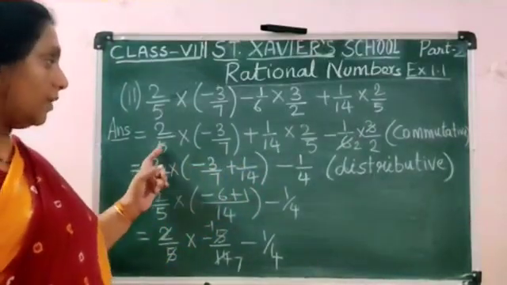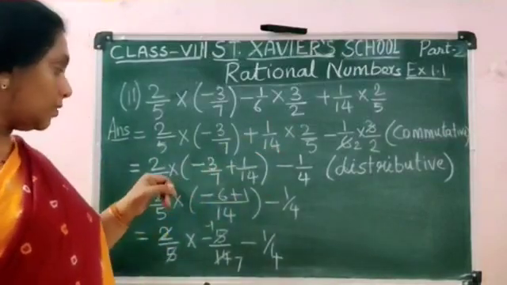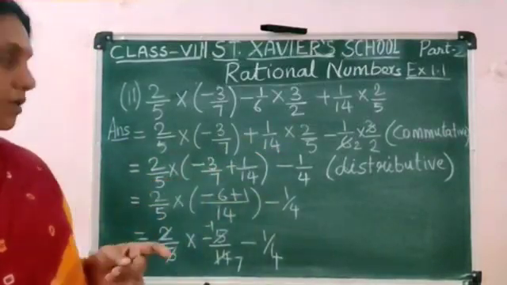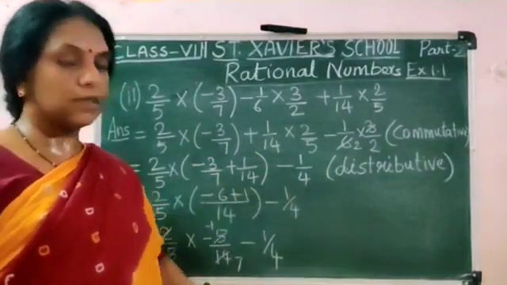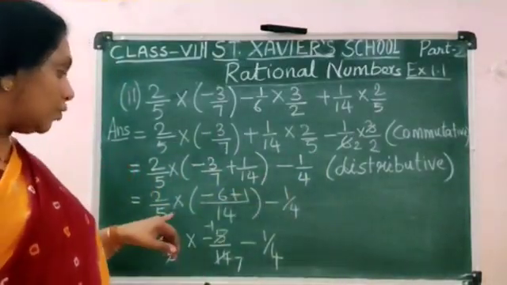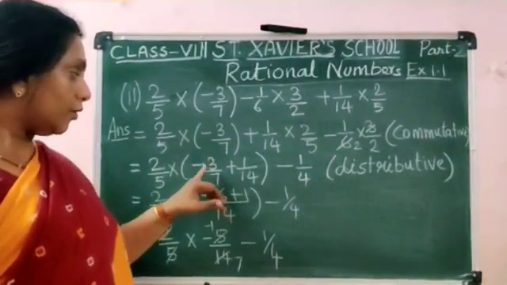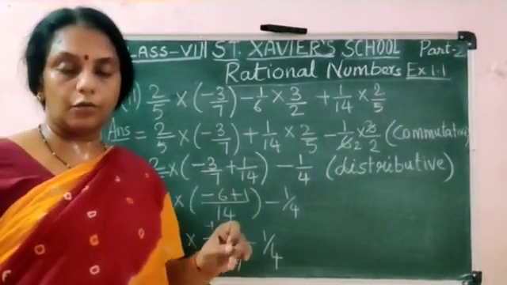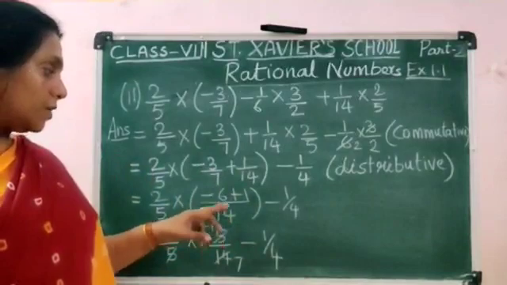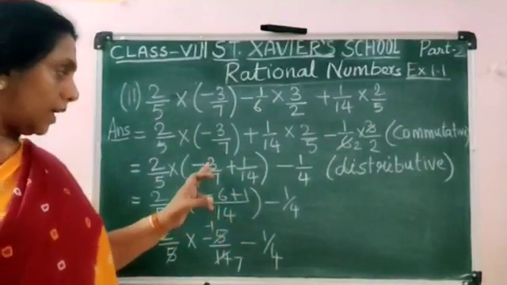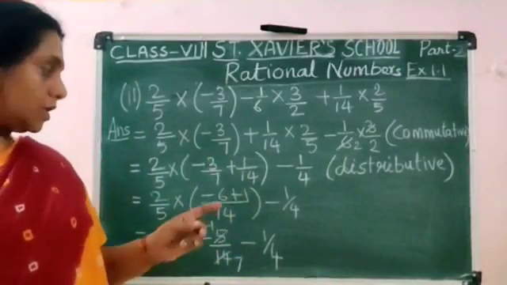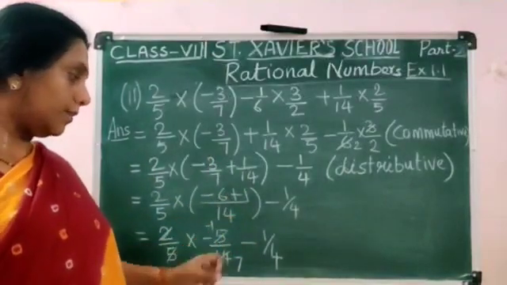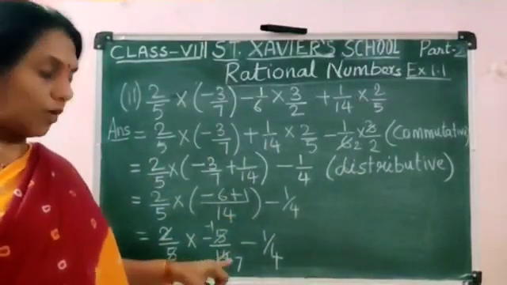Now we have to take 2 by 5 common. So 2 by 5 into minus 3 by 7 plus 1 by 14 minus 1 by 4. So this is the distributive property. Then we have to take the LCM for 3 by 7 plus 1 by 14. 14 will be the LCM. 14 in the 7 table is 2 times, so minus 3 into 2 is minus 6, and 14 in the 14 table is 1 time, so it is plus 1. So minus 6 plus 1 by 14 will become minus 5 by 14.